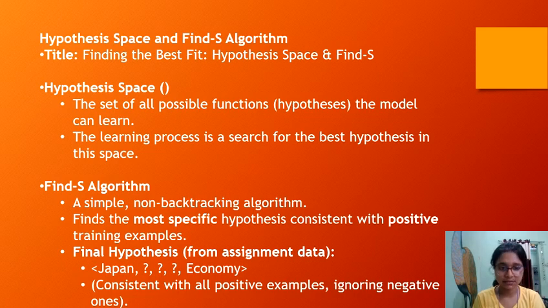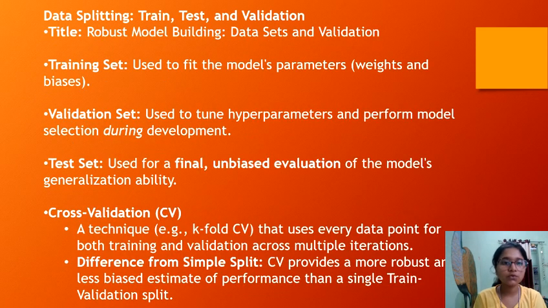Find-S algorithm: a simple non-backtracking algorithm that finds the most specific hypothesis consistent with positive training examples. Final hypothesis: from assignment data, Japan economy. Consistent with all positive examples, ignoring negative ones. That is the Find-S algorithm. This is the second question. Now move to the third question.